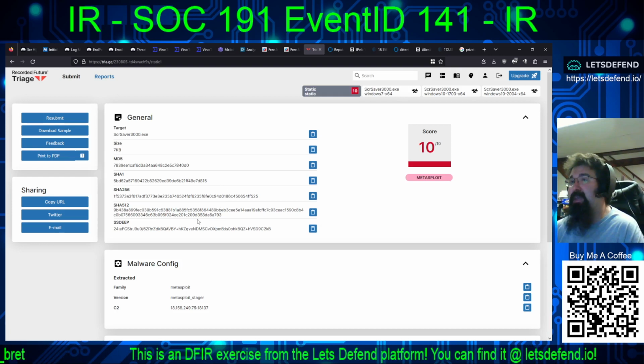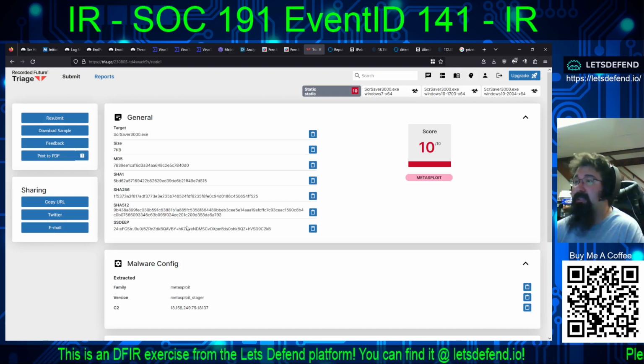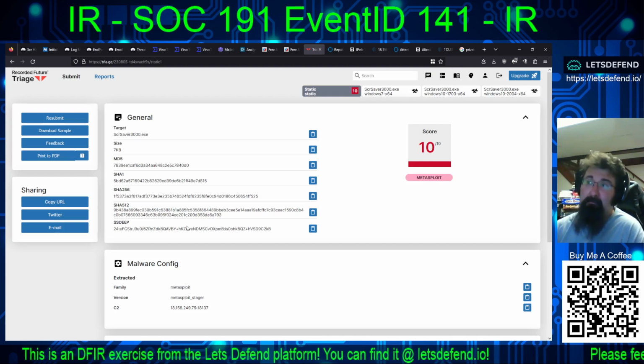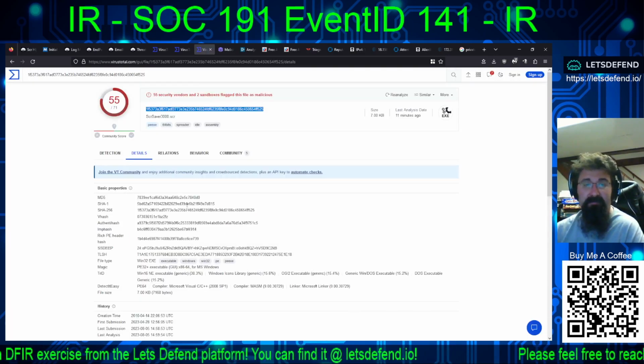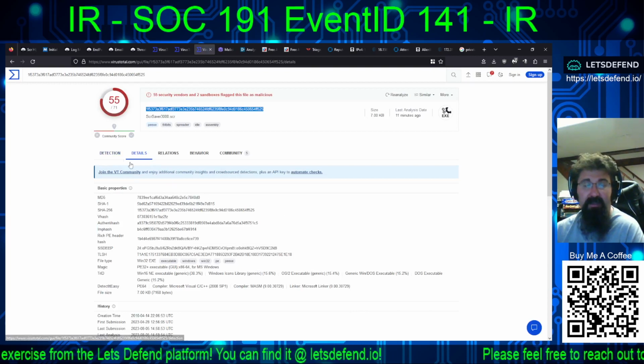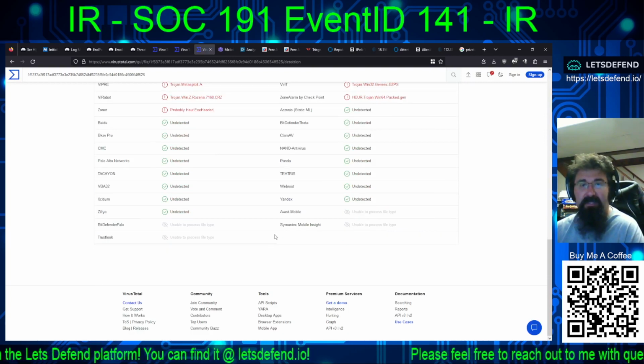But straight off the bat, with the static analysis, 10 out of 10 score, and labeled it Metasploit, which matches what we observed in the VirusTotal results of 55 out of 71. Although, realistically, what doesn't detect this?